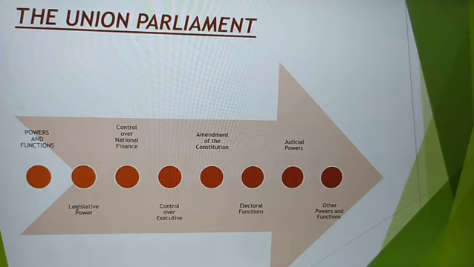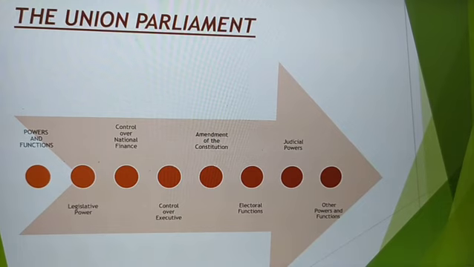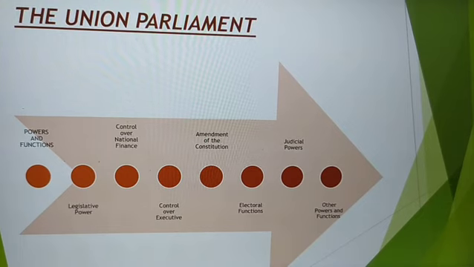Now, vote on account: ideally the budget needs to be passed by April 1, but if it is not done so, then the departments can borrow money. It's like a temporary taking of money from the Consolidated Fund of India.